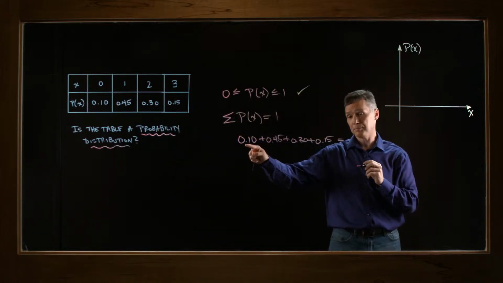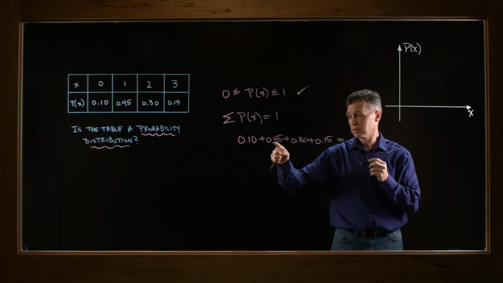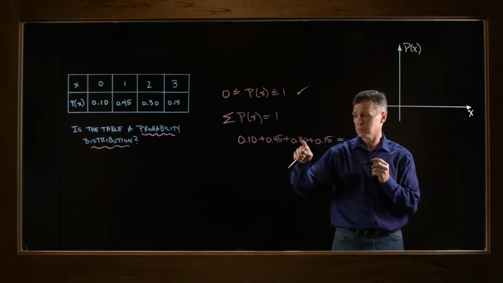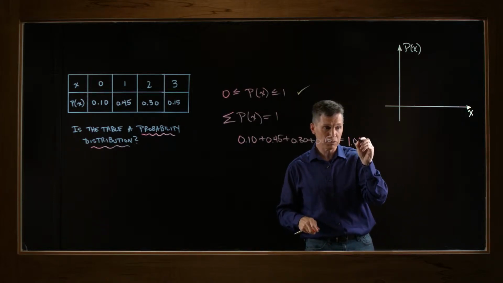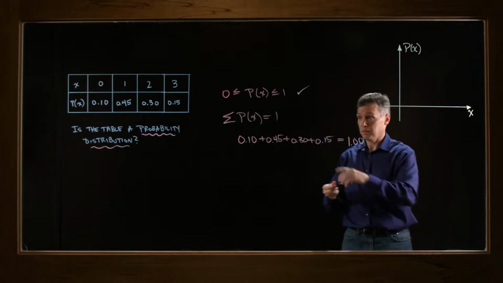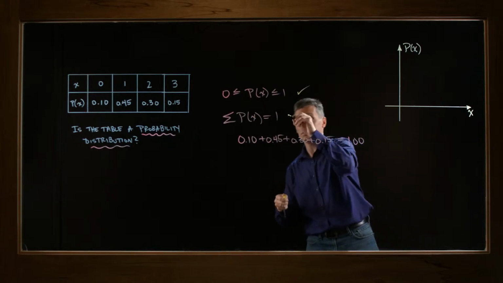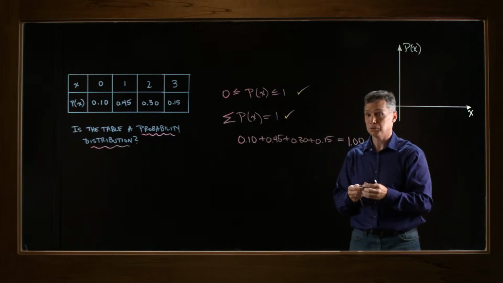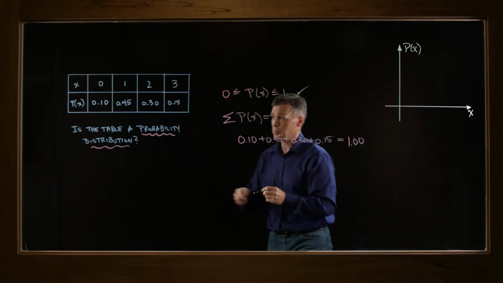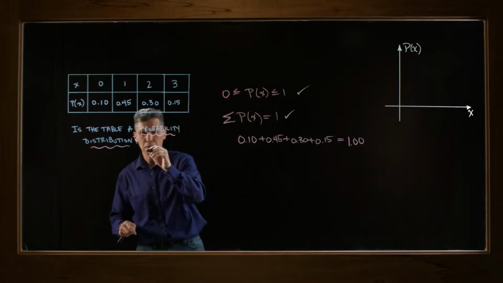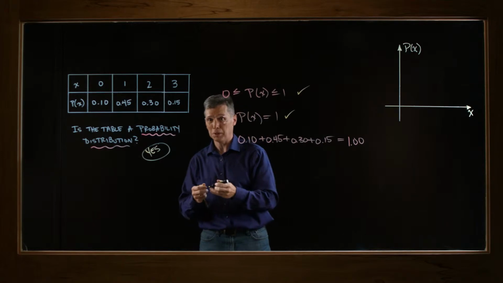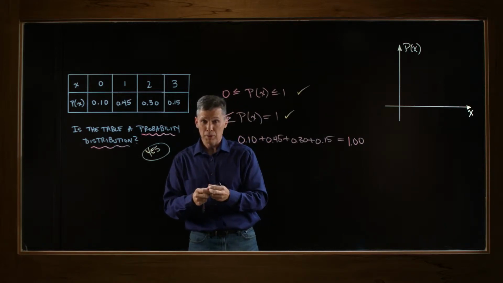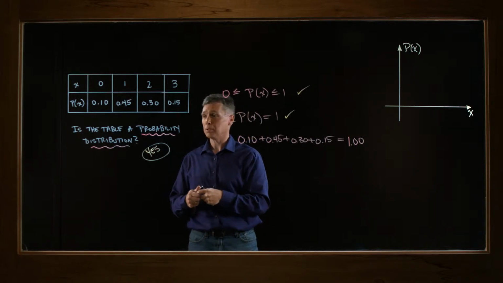If we add these up, a nickel plus 45 cents, 55 cents, plus 30 cents, we're up to 85 cents, add another 15 cents, so that does equal a dollar. It does equal 1, like we needed it to. So the question of is this table a probability distribution has an answer of yes. Both conditions are met.